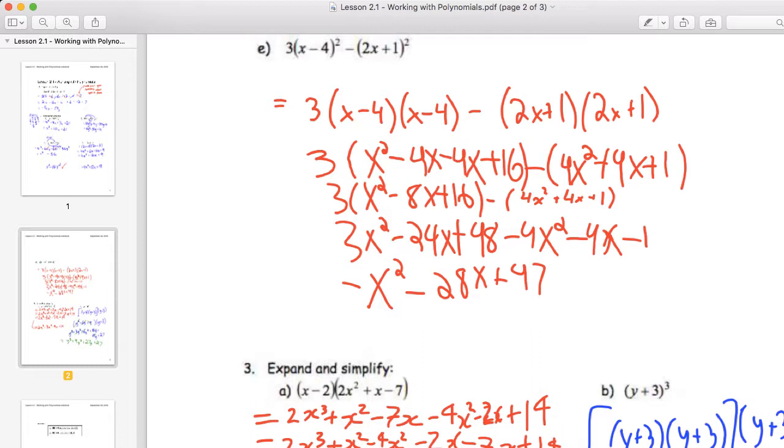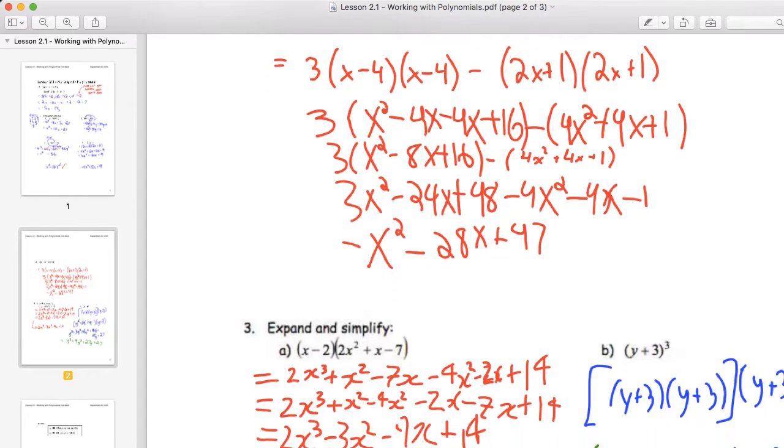So we have 3x squared minus 4x squared, which is negative x squared. We have minus 24x minus 4x, which is negative 28x. And then we have 48 minus 1, which is plus 47. So our final answer is negative x squared minus 28x plus 47.